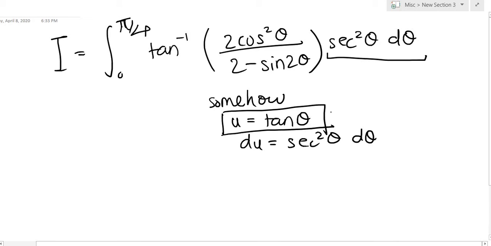And how will we ensure that we make this substitution useful? Well, that is if we can convert everything that's inside into terms of tan theta. And this inverse tangent outside is actually a hint that this inverse tangent and this inner tan are somehow going to cancel out, or I don't know. Let's just see. But what my intuition tells me is that this question wants us to introduce this substitution, because we have a secant squared theta d theta here, right?